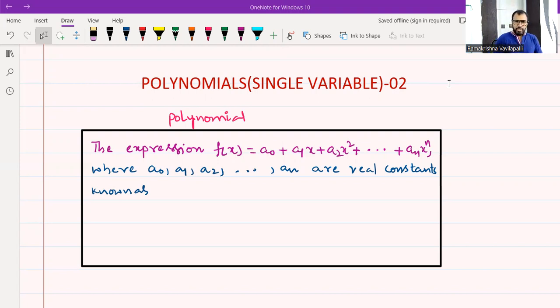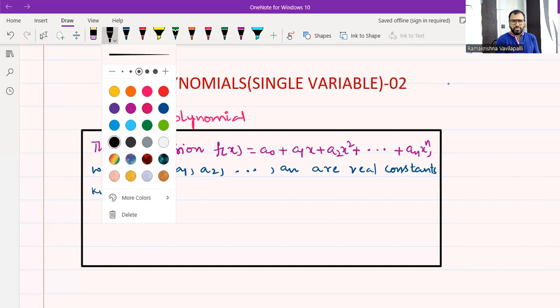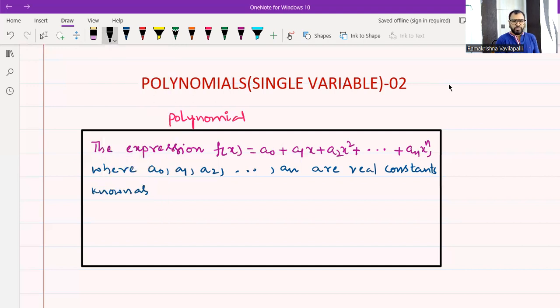So what is a polynomial of single variable? Here an expression f of x equal to a naught plus a1x plus a2x square plus and so on plus an into x to the power of n. It is nothing but the sum of monomials in a single variable. Where a naught, a1, a2 and so on, an are known as real constants, known as coefficients.